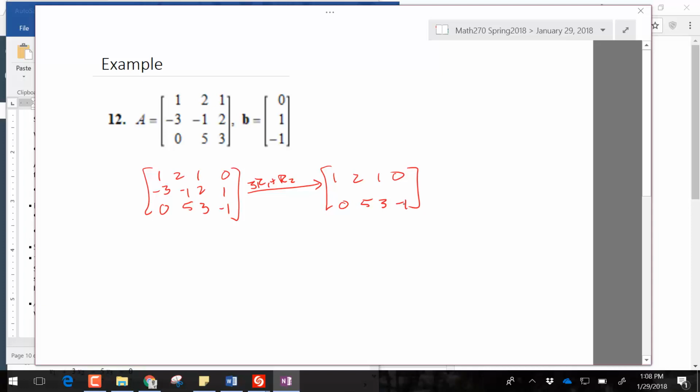And so everything will stay the same except the second row, and that will make the first element equal to 0, because that's what we had intended to do. And we got 3 times 2 is 6, 6 minus 1 is 5, 3 times 1 is 3, 3 plus 2 is 5, and 1.